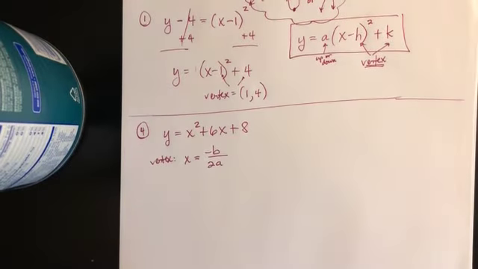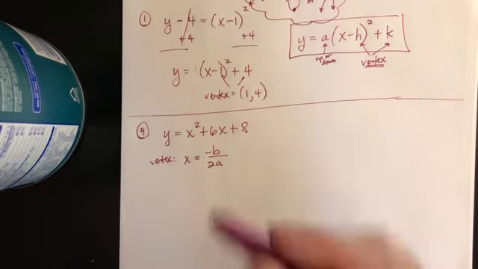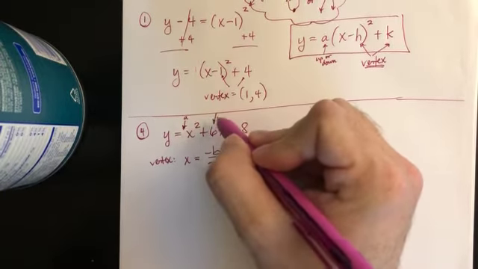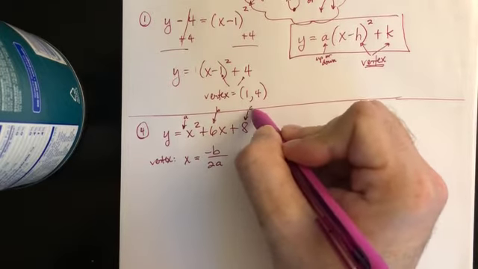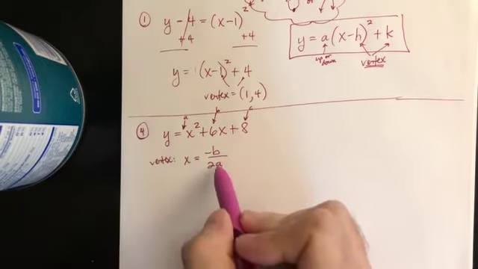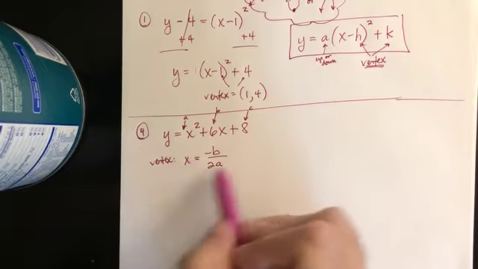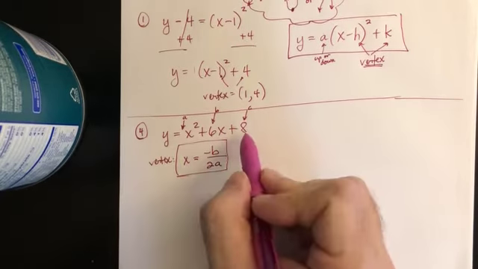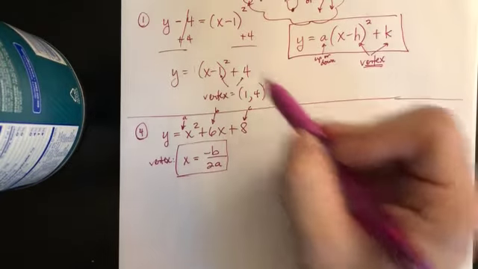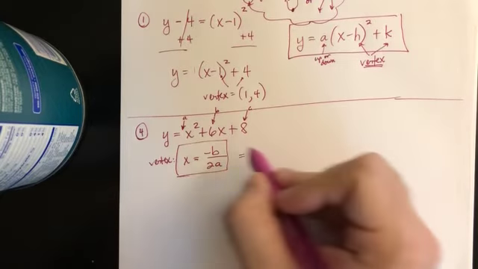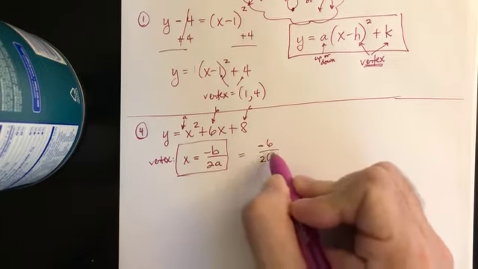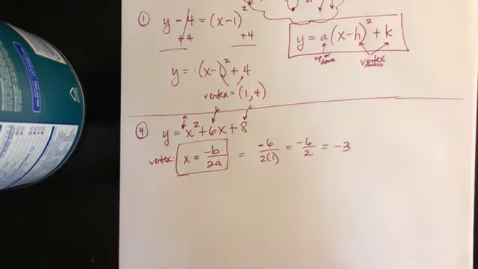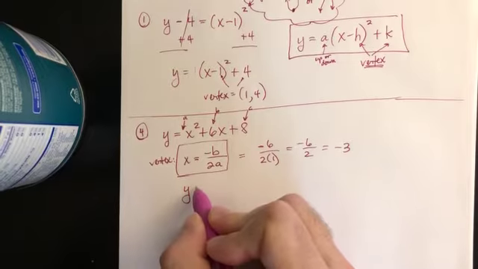Now a, b, and c, I'm sorry about this shadow, it's different lighting. The a, b, and c are the numbers in front and that last number. So a is actually 1 and b is 6. C, I don't care about C when it comes to this formula. So this is the formula you have to have when it's a general form. This is the formula you need when it's in standard form. Okay, so for us, we have negative 6 over 2 times 1, which is just negative 6 over 2, which is negative 3.